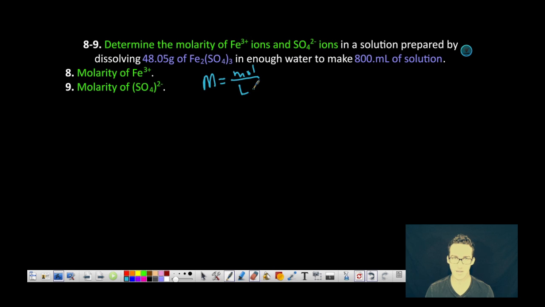To solve this, I'm going to start with my 48.05 grams of Fe2(SO4)3, iron 3 sulfate, and we're going to convert that first to moles.